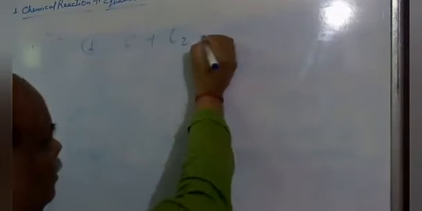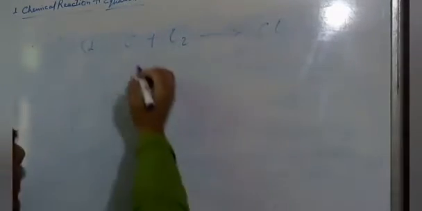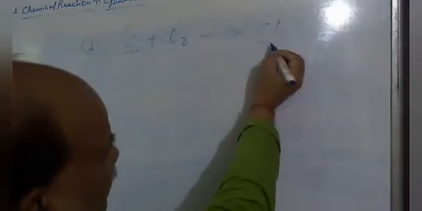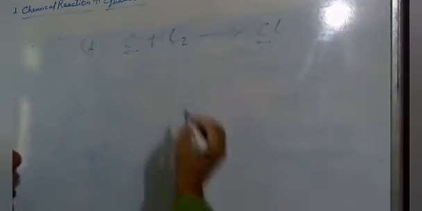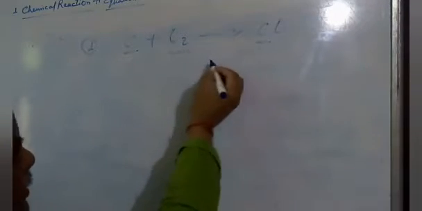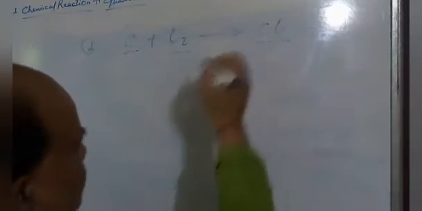First example, C plus O2 gives CO. This is an unbalanced equation because there is one atom of carbon on the reactant side and one atom of carbon on the product side, but two atoms of oxygen in one molecule of oxygen on the reactant side and only one atom of oxygen on the product side.